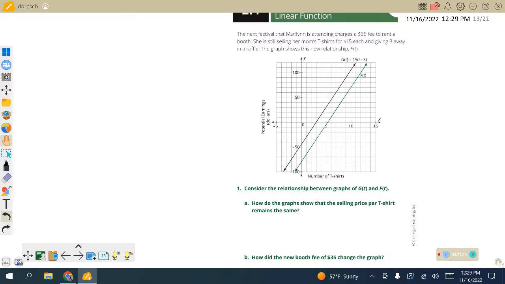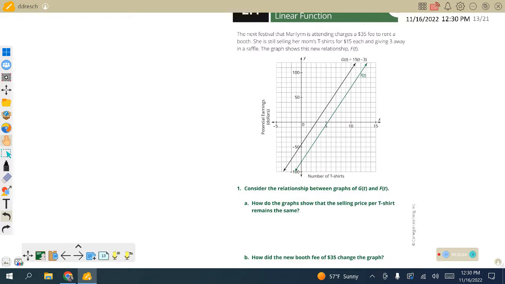All right. So as we read through this one, what's Marilyn doing here? We're still selling at $15 a pop? And we're still also giving away 3 freebies, right? But what else is now happening? You've got a booth fee, right? So we now have to account for that booth fee. So as Ms. Kino said a few minutes ago, adulting sucks sometimes. Yeah, it does. It just keeps costing us money. All right, and that's what's happening here. So let's look at this.